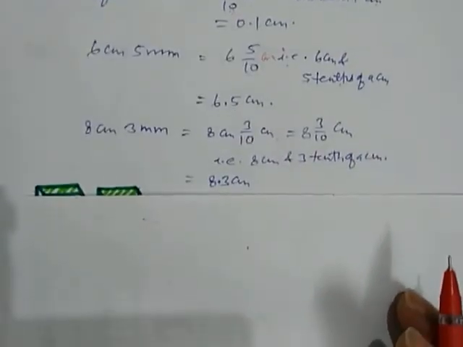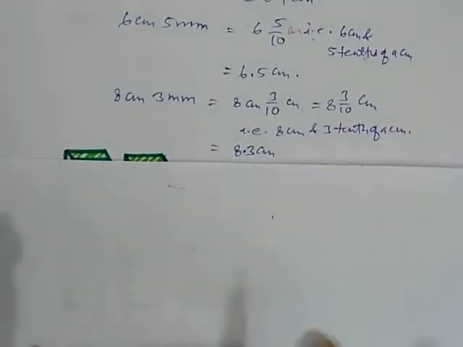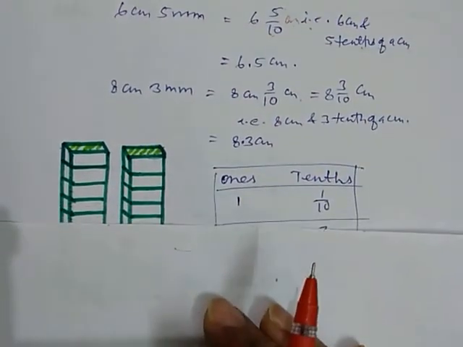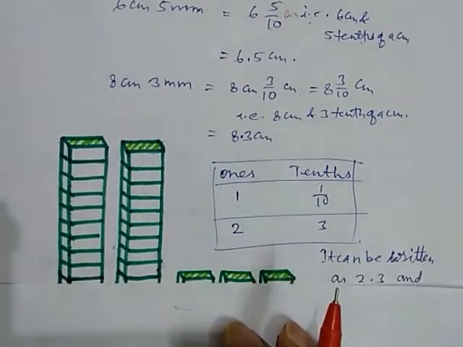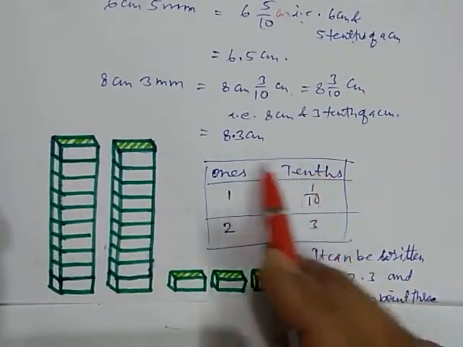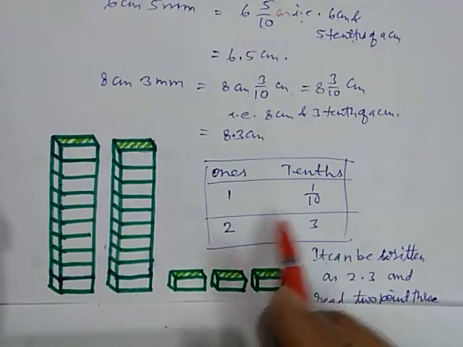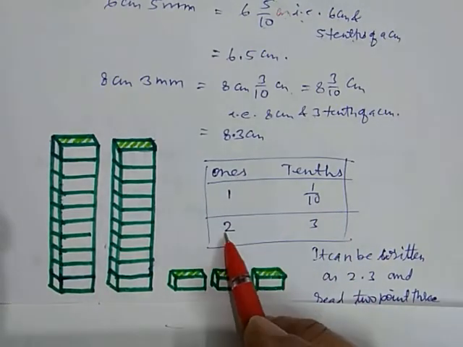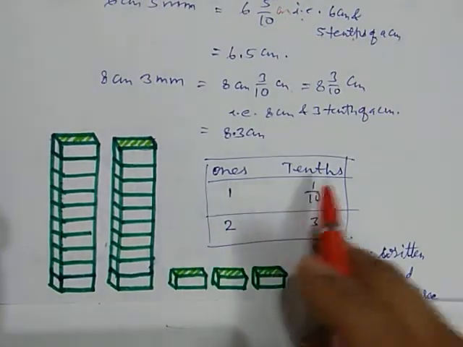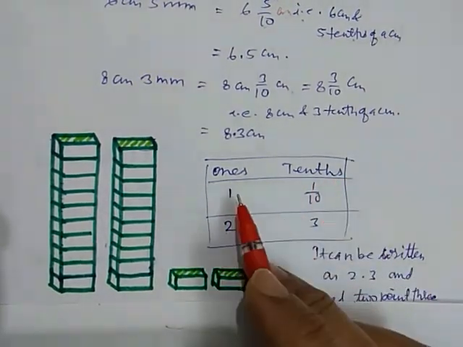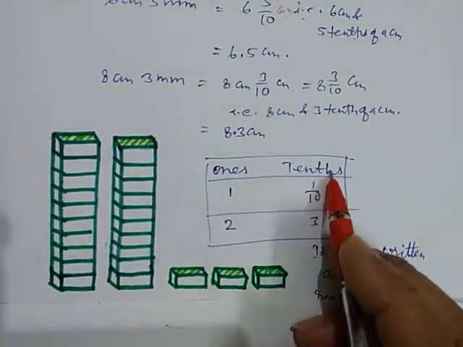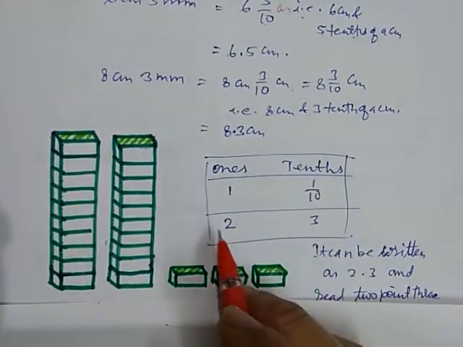Now we learn these decimals with the help of pictographs and a table. Here we make a table, a place value table. Here the ones digit, here the tens digit. Not tens, tenths. Tens and tenths are different. Tenths means 1/10. Okay.